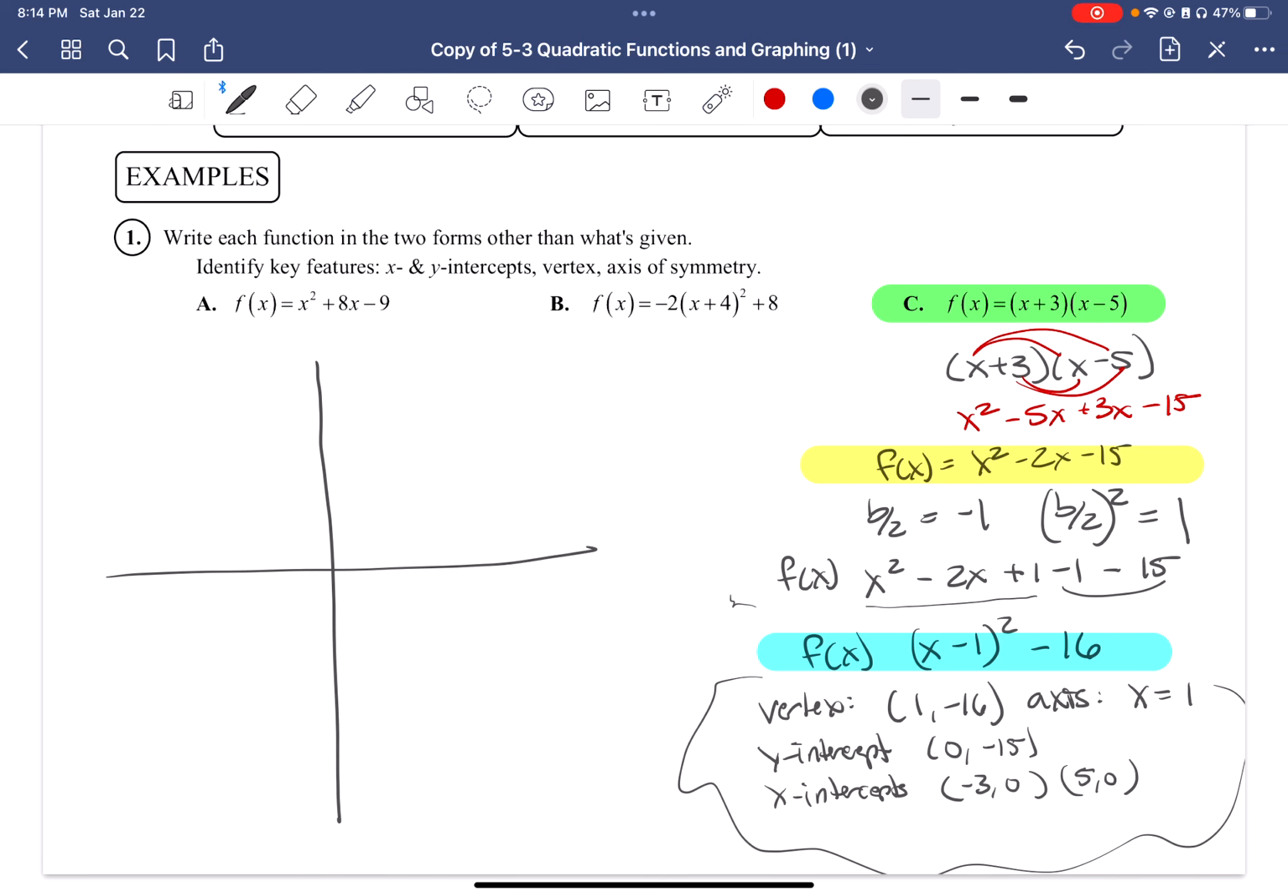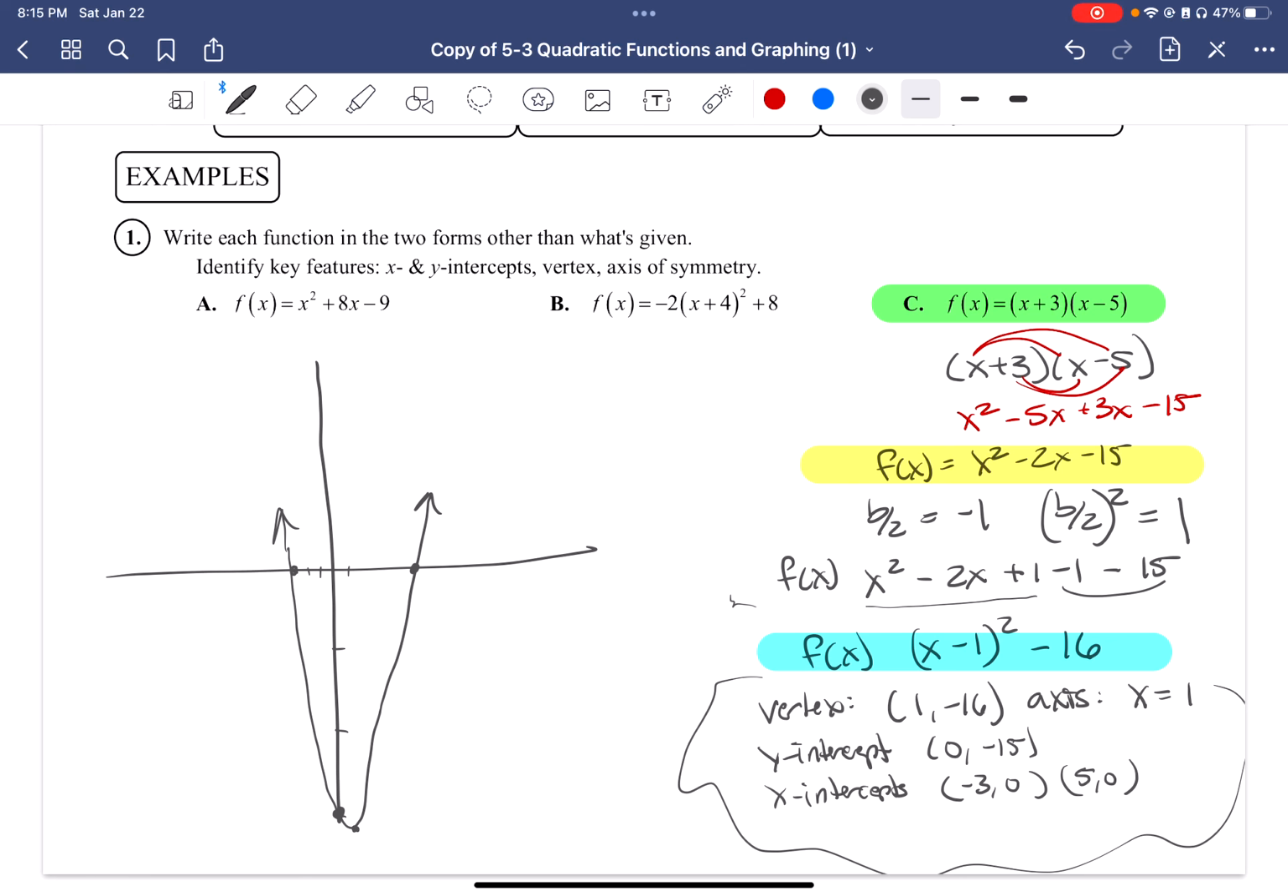Start with our vertex, 1, -16. So let's go 1, and then down to about here, 16. Okay, and then our x-intercepts are at -3 and +5. So 1, 2, 3, and +5 about there. And then our y-intercept is at 0, -15, so right there. All right, let's connect our dots. Not the prettiest parabola, but it works. It's just a sketch, so those are our points. We have our 4 points and our sketch of our graph.